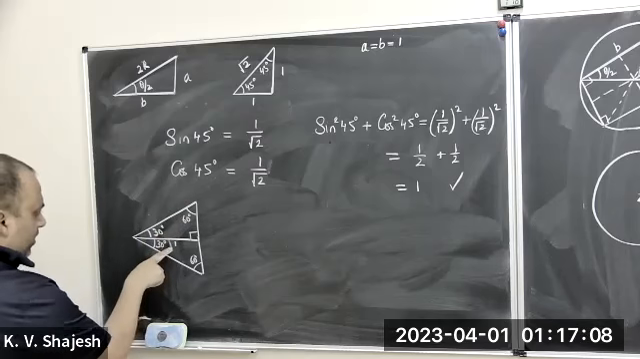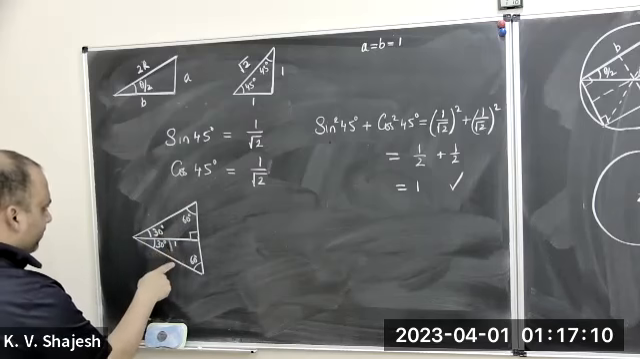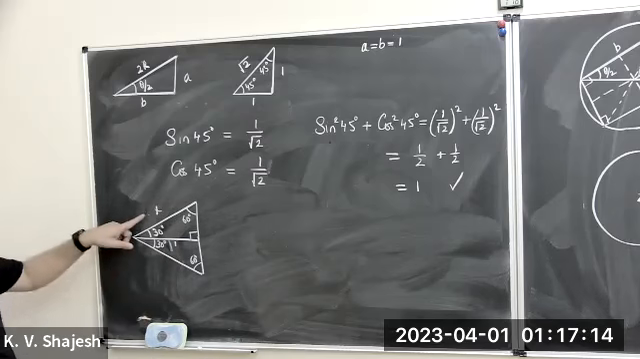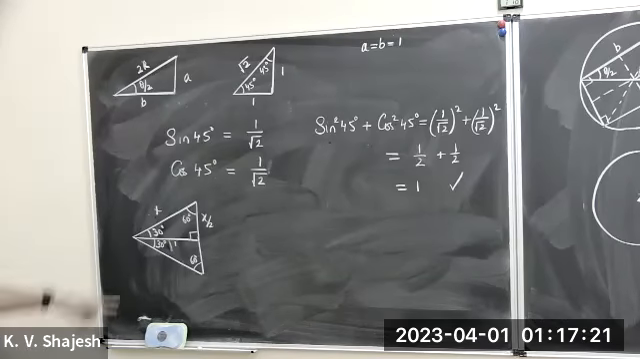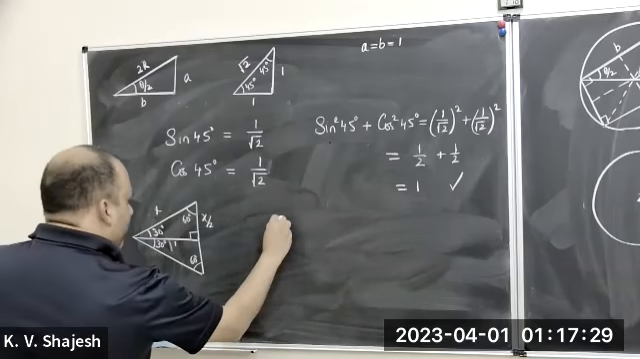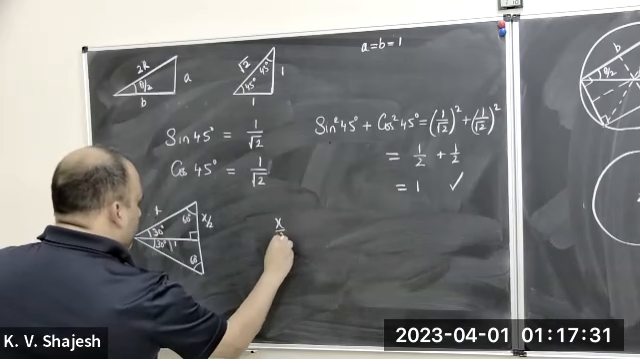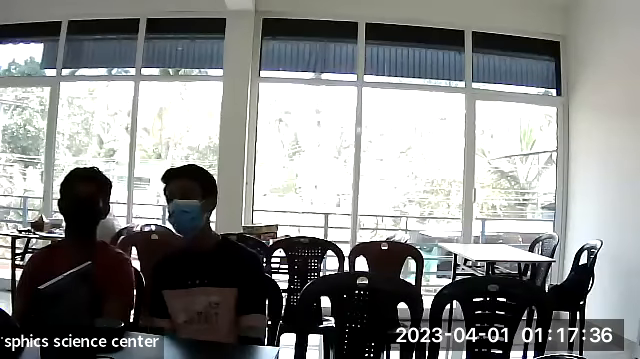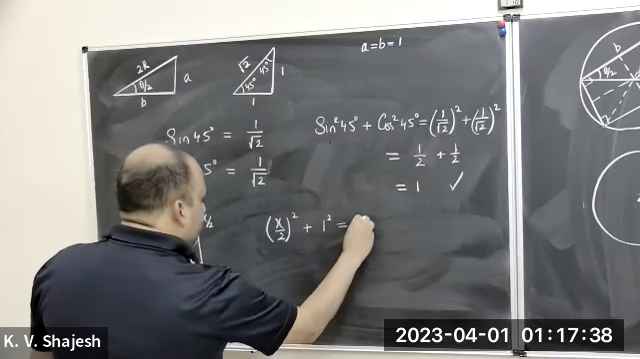Let's say this length is X. Then this is X over 2, correct? And this is, we said, 1. But these 3 are connected using the Pythagoras theorem. So X over 2 the whole square plus 1 square has to be equal to X square.